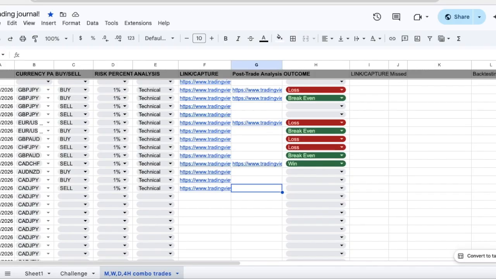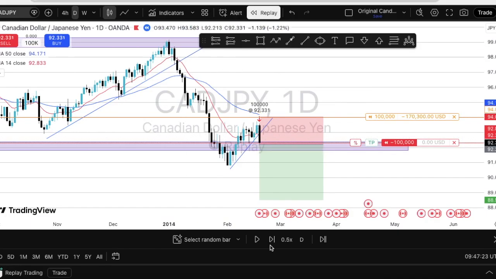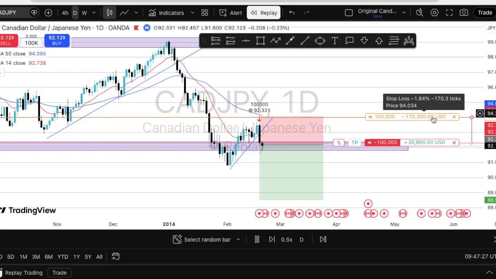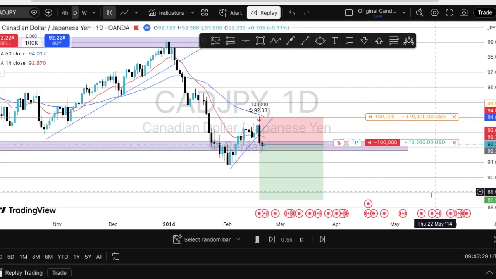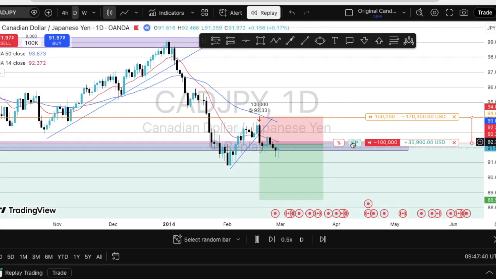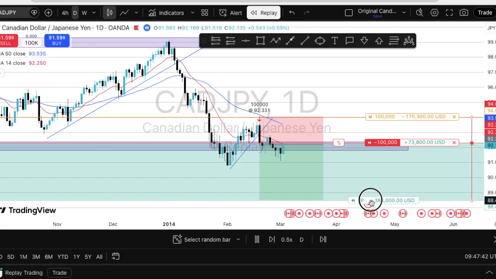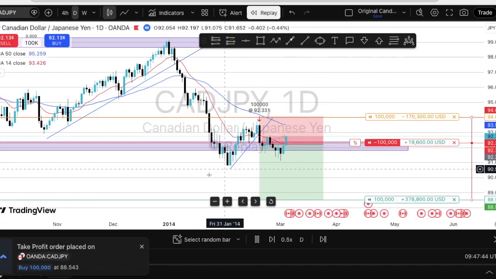So let's go back to that pair. Okay, let's play it out and see what happens. We are risking about 430 USD. Let's see what happens. Okay, let's take profit. Put our take profit here, like that, for a 1 to 2.